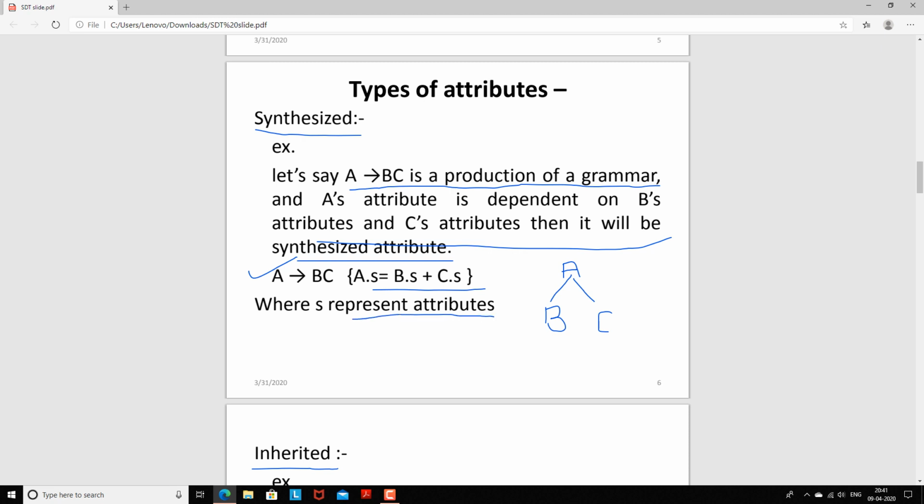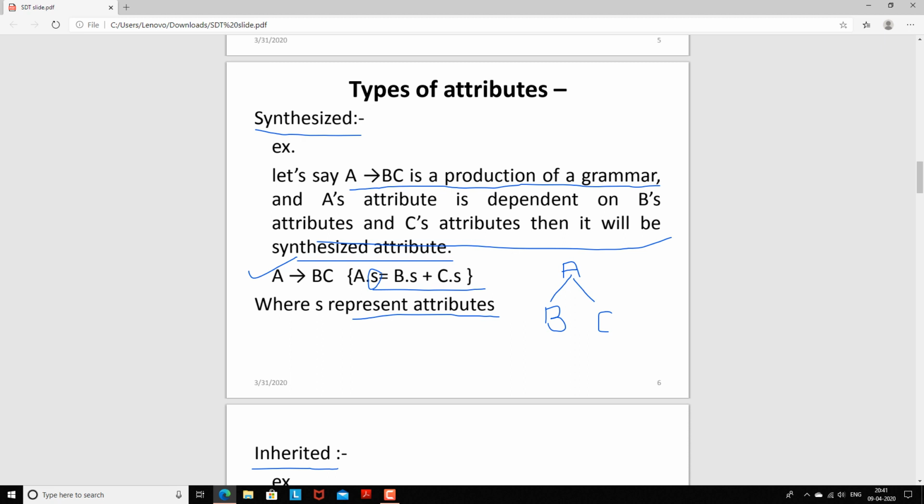In my previous lecture, I discussed some SDT where we used such a notation, but at that time I did not explain it. So here you can see what an attribute is. Anything which is written after the non-terminal followed by a dot is an attribute. You can see here s is in the role of attribute.